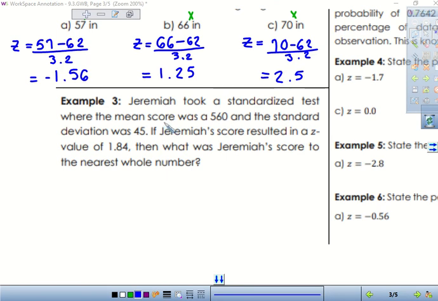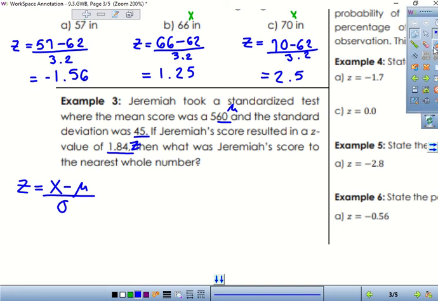Jeremiah took a standardized test where the mean score, so this is our mean, mu, was 560. The standard deviation was 45. If Jeremiah's score resulted in a z-value of 1.84, what was Jeremiah's score to the nearest whole number? So let's look at the formula. Z equals x minus mean divided by standard deviation. That's the general formula. So we're going to talk about what we have in this formula.